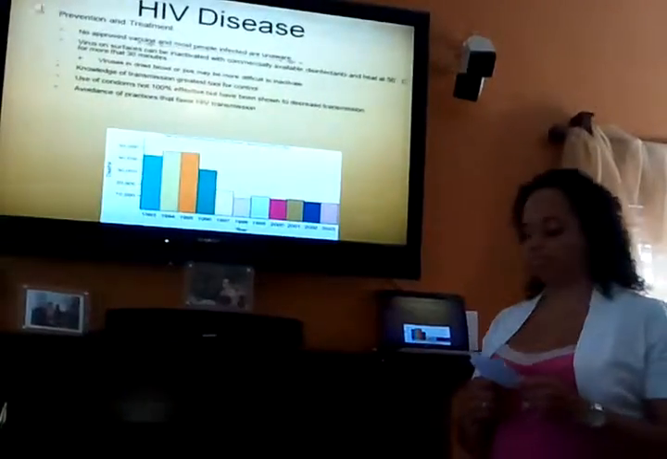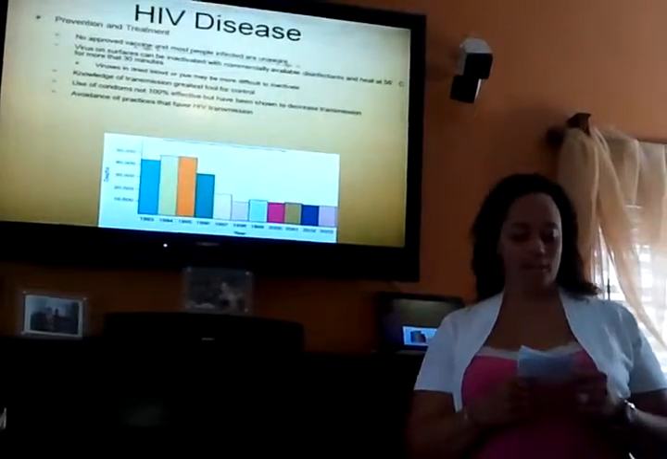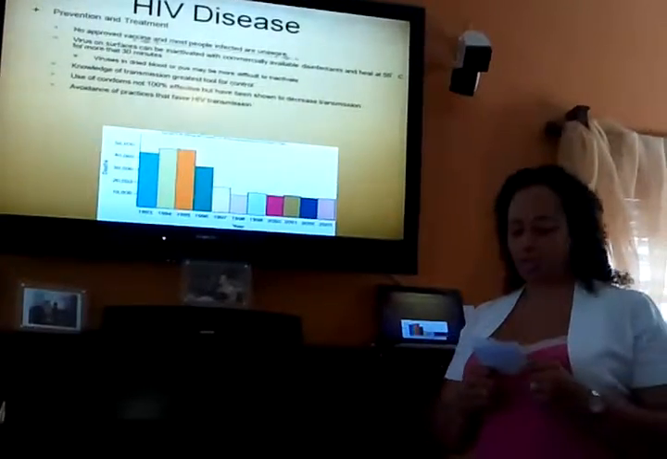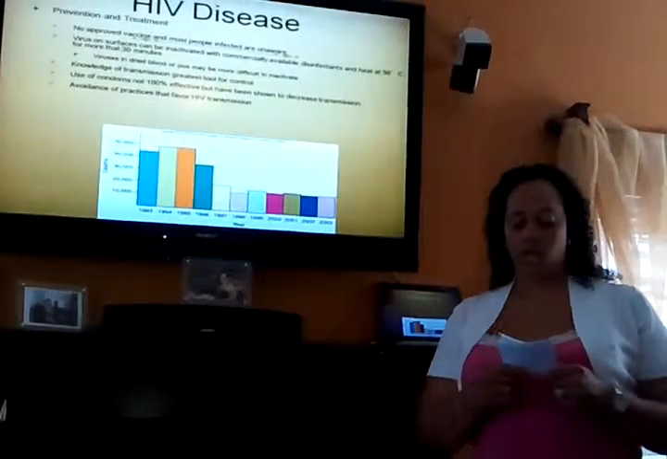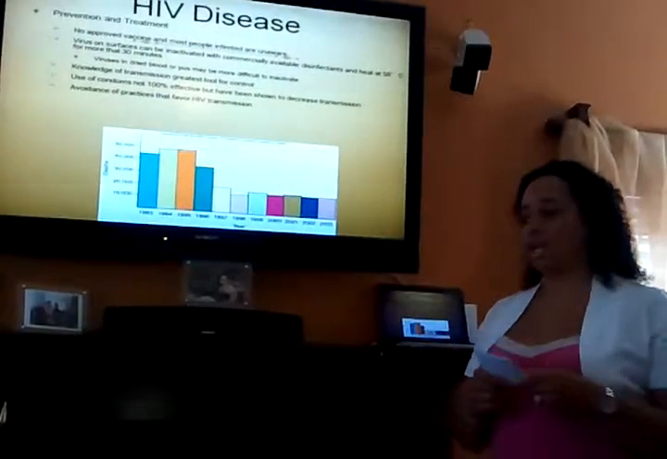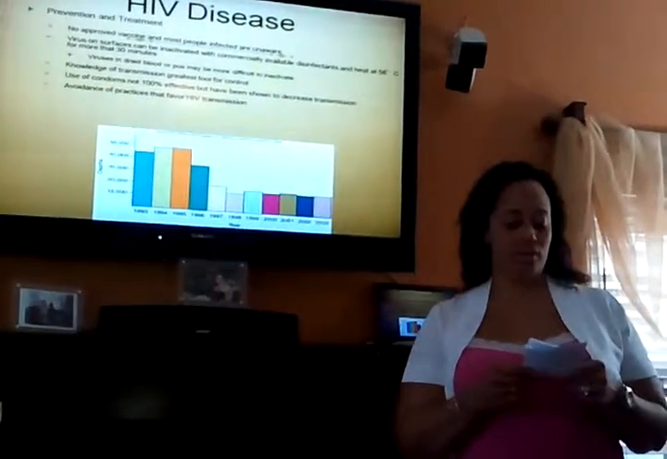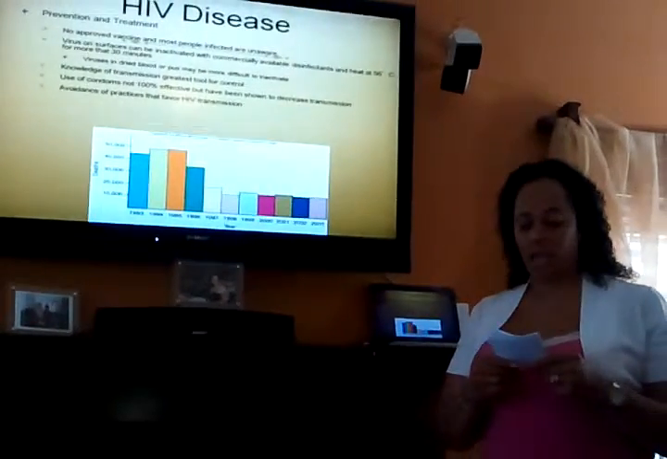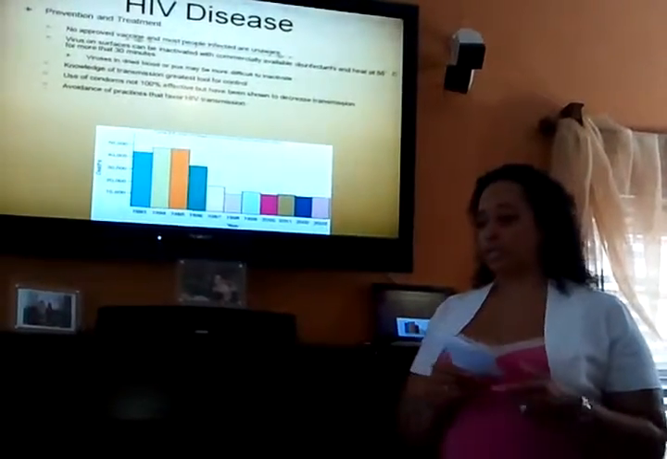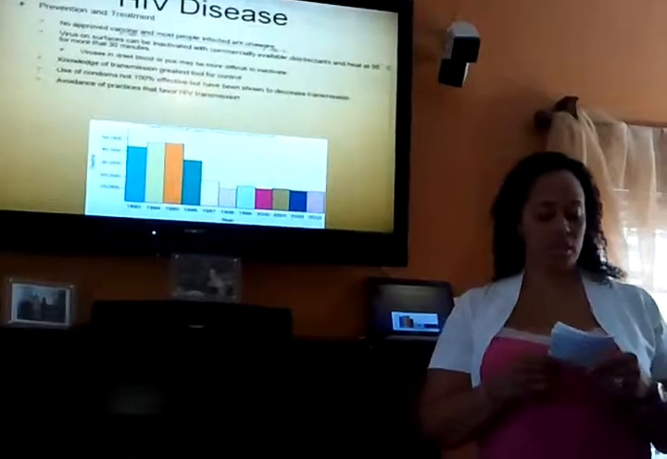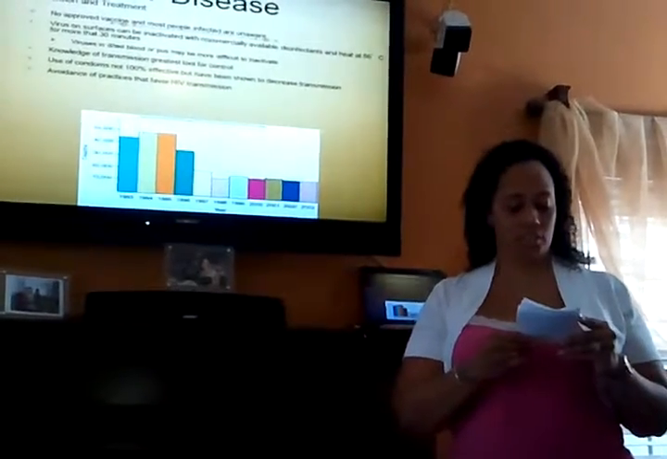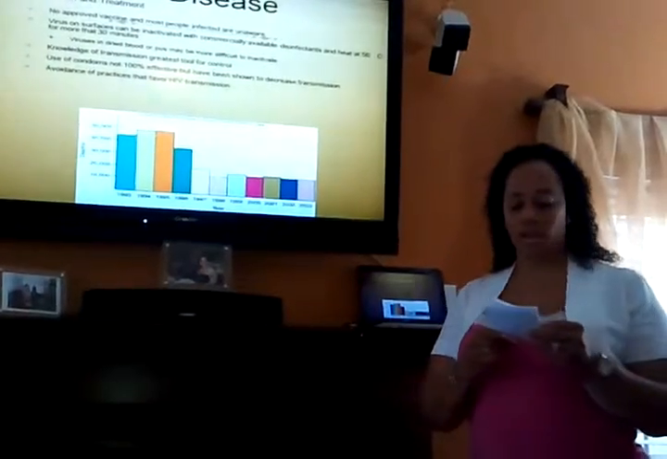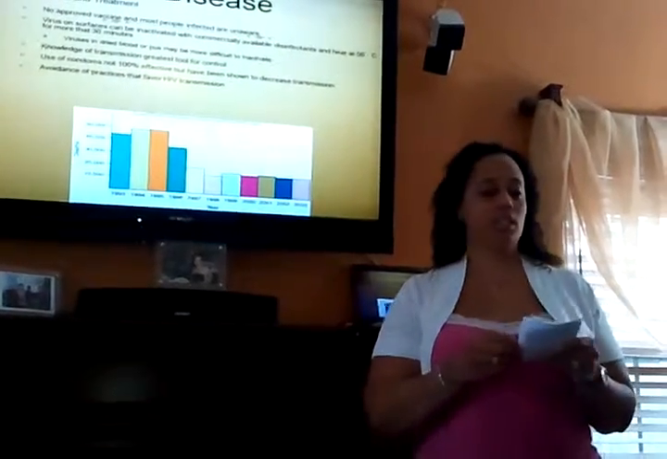Prevention and treatment. There is no approved vaccine for this virus, and most people infected are unaware. The best way for prevention is knowledge. If you know a lot about the virus, you would know how to protect yourself. As far as sexual intercourse, the use of condoms is not 100% effective, but it can help prevent the disease. Avoidance of risky practices is the best way.